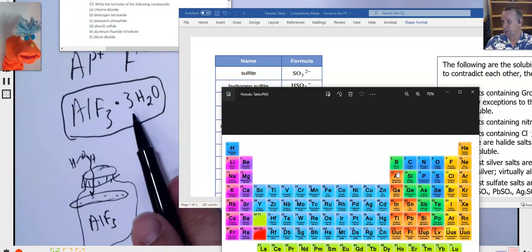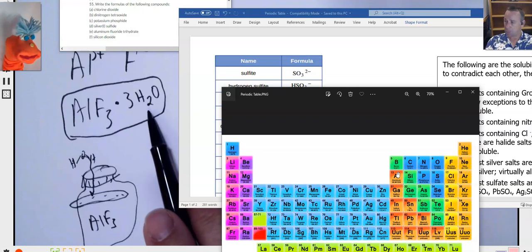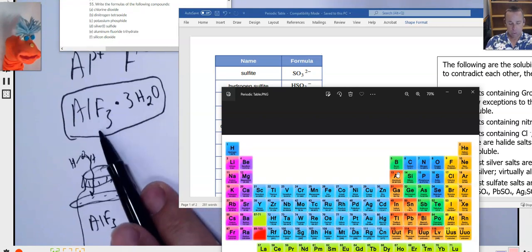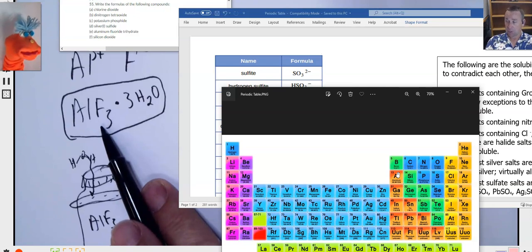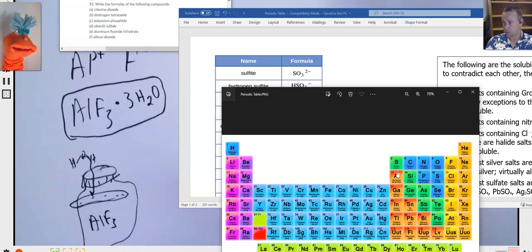The mono, tri, tetra, octa, whatever it is there helps us know how many water molecules are with this, and this is always going to be an ionic compound. It's the ionic compounds that are generally hygroscopic and that are named this way. Okay, very good. So that's aluminum fluoride trihydrate.